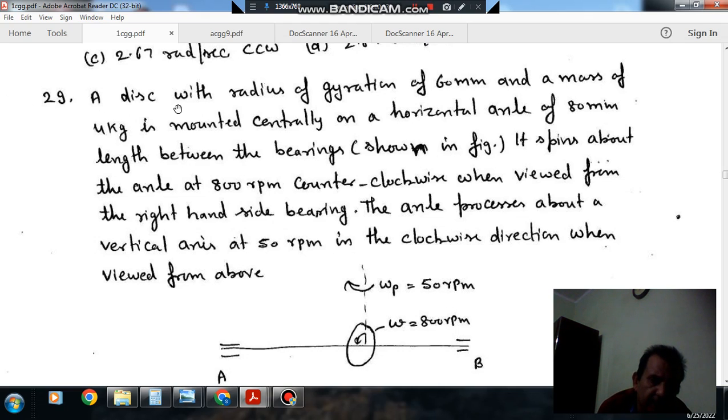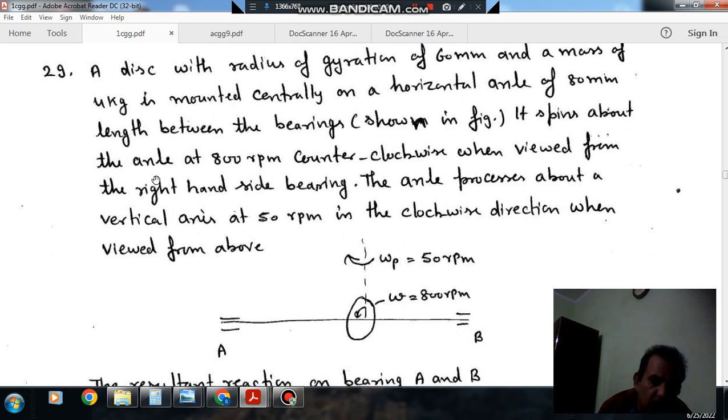Question number 29: a disc with radius of gyration of 60 mm and a mass of 4 kg is mounted centrally on a horizontal axle of 80 mm length between bearings shown in the figure. It spins about the axle at 800 rpm counterclockwise when viewed from right hand side bearing. The axle precesses about a vertical axis at 50 rpm in the clockwise direction when viewed from above.